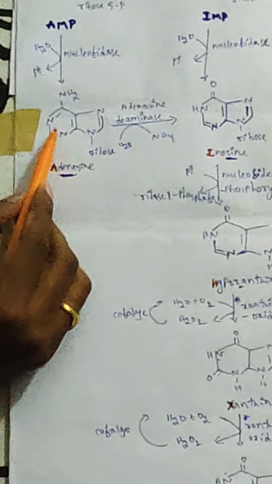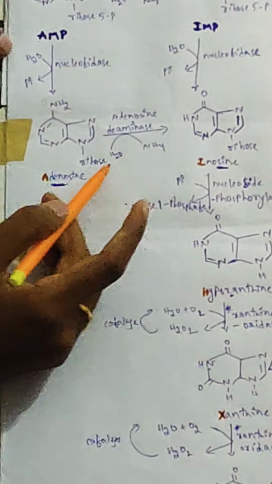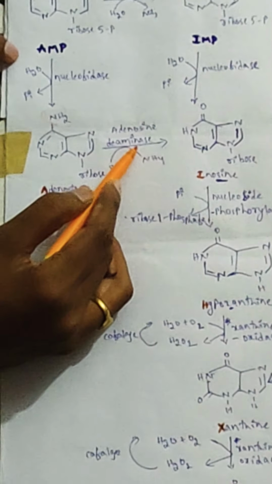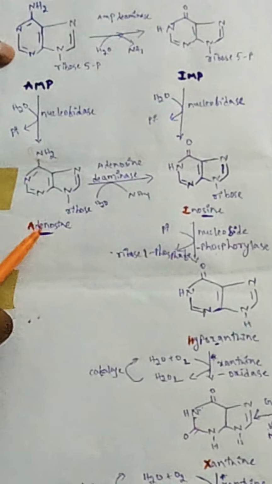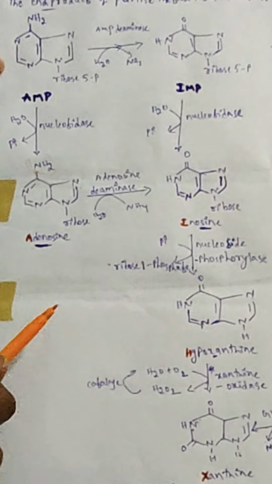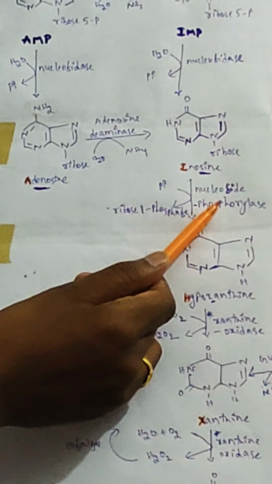By undergoing deamination. Here, this amino group has to be liberated. The adenosine deaminase enzyme liberates this amino group and adds oxygen here. It will be converted to inosine. And remember, this is the most important point: adenosine cannot be converted to its respective nitrogenous base. It cannot be converted to adenine because this enzyme is not able to degrade adenosine to adenine. That's why adenosine is converted to inosine.